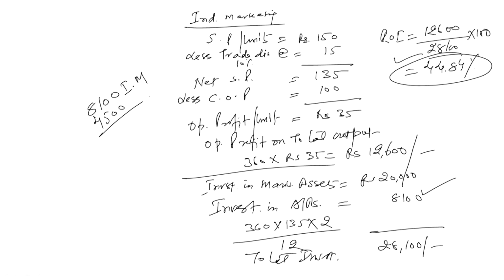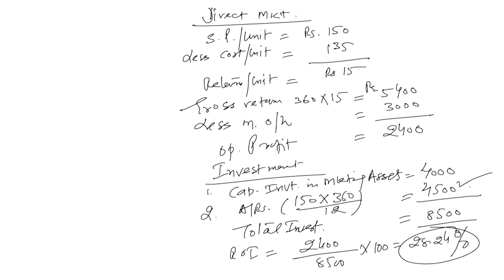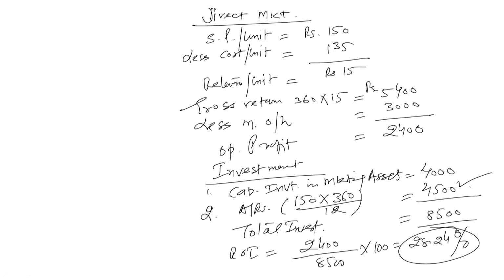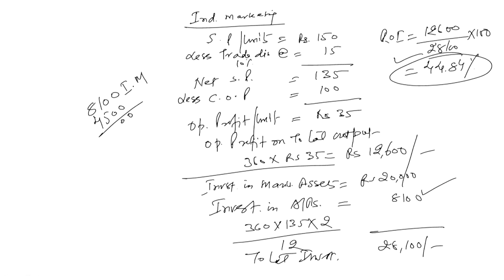So, the difference comes out as the additional investment. 4,500 we are already investing under direct marketing, and under this case the investment is 8,100. Out of this, if 4,500 is the minimum, how much additional investment in the accounts receivables are we making? 8,100 minus 4,500, that is 3,600. So, the additional investment in the accounts receivable is only 3,600. So, what we will do here is subtract that.